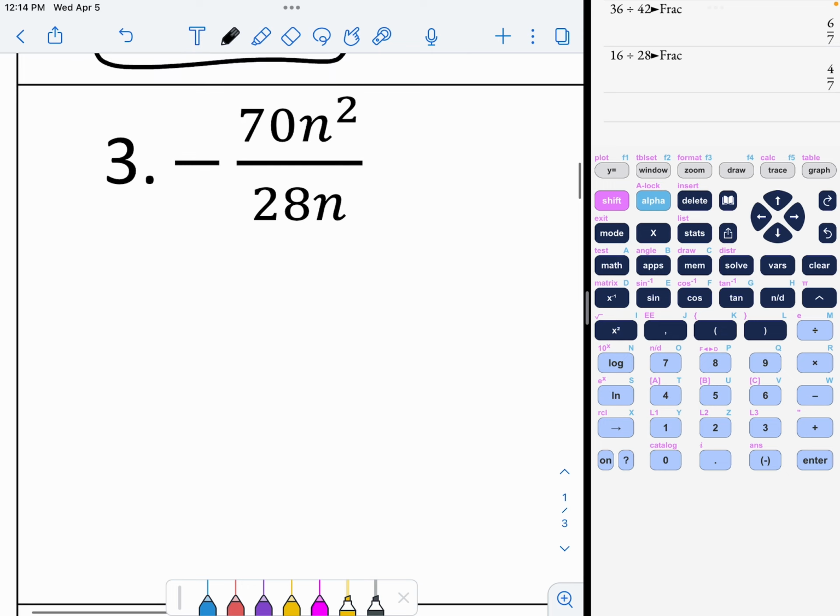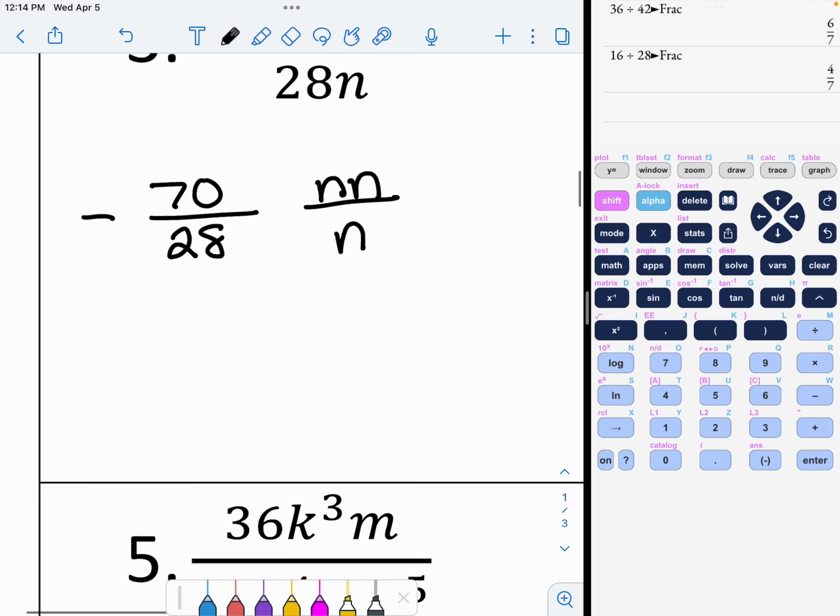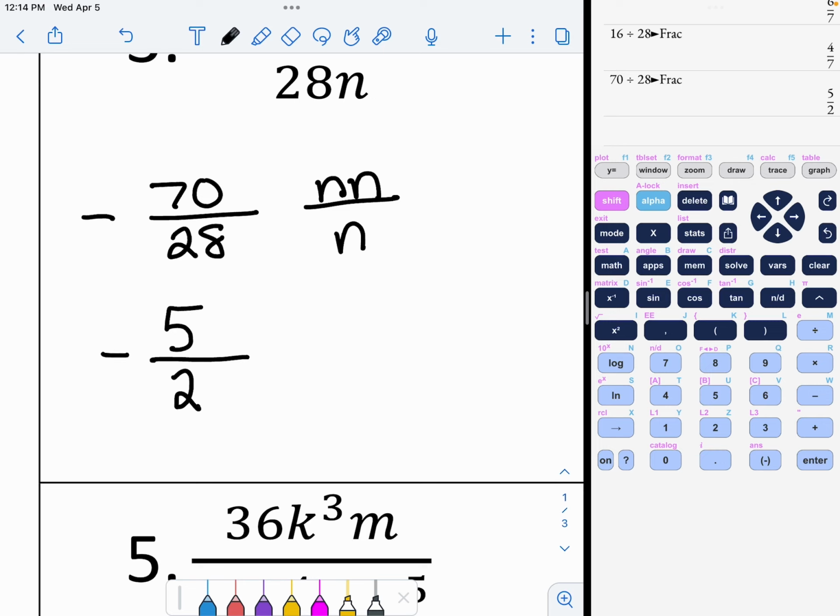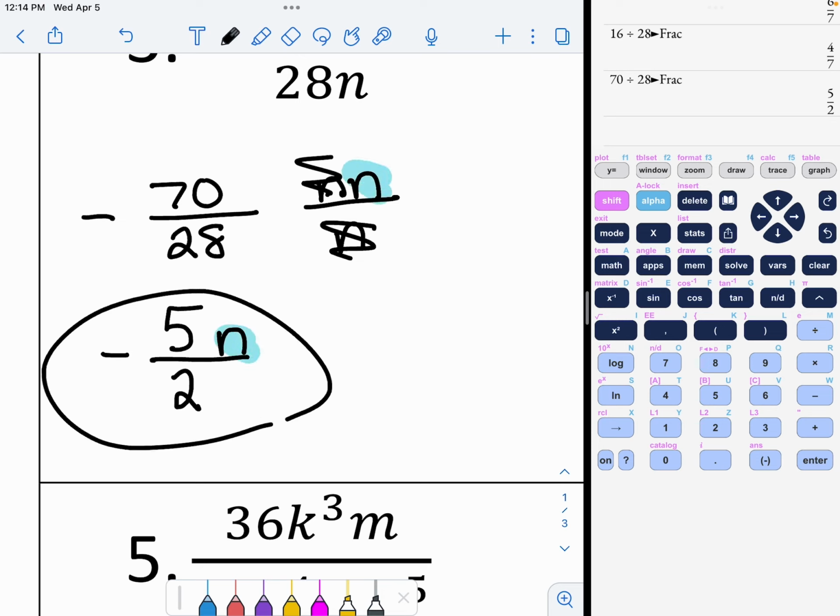Now let's do the same thing in number 3. Here's your negative sign. Here's your 70 and your 28. Here's your n squared, and here's your n. 70 over 28, math, enter, enter, will look like 5 over 2, negative sign. This n cancels with this n, and we're left with a single one on the top. So negative 5n over 2 or negative 5 over 2n.